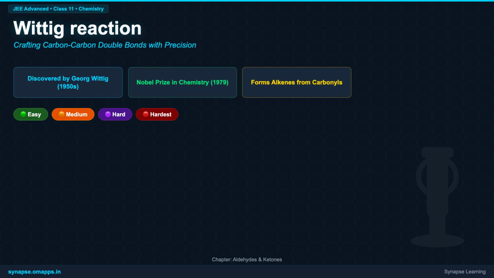Welcome to this session on the Wittig reaction for Advanced Chemistry. Today, we are diving into a fascinating organic transformation that allows us to build complex molecules by creating new carbon-carbon double bonds. We'll start with the basics, then gradually explore its intricate mechanism, stereochemical control, and advanced applications. Get ready to master this powerful synthetic tool across 4 levels of depth.